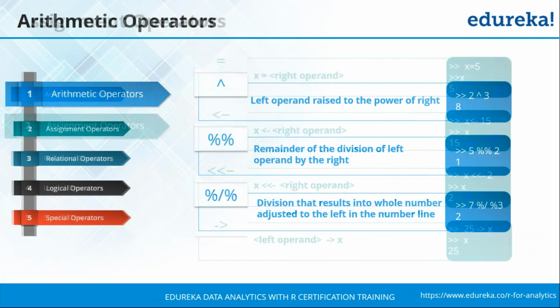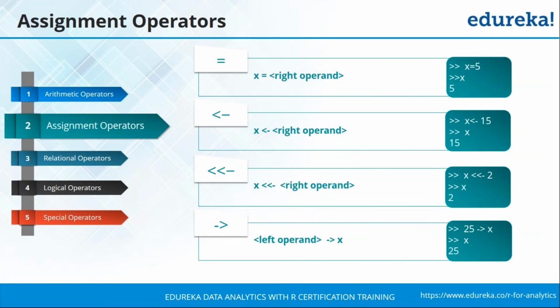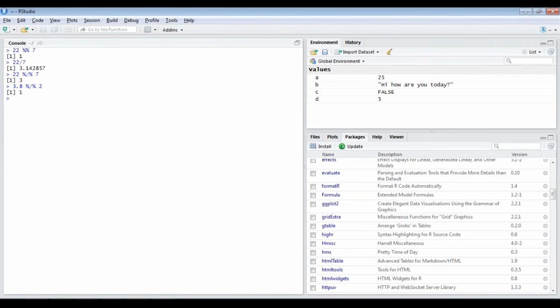Now the next operator is your assignment operator. We've seen the assignment operator. You can always use an equal to sign. You can use the less than followed by hyphen. Again, it can be a double less than as well. I think we have not seen that. So let me say E equal to 50.